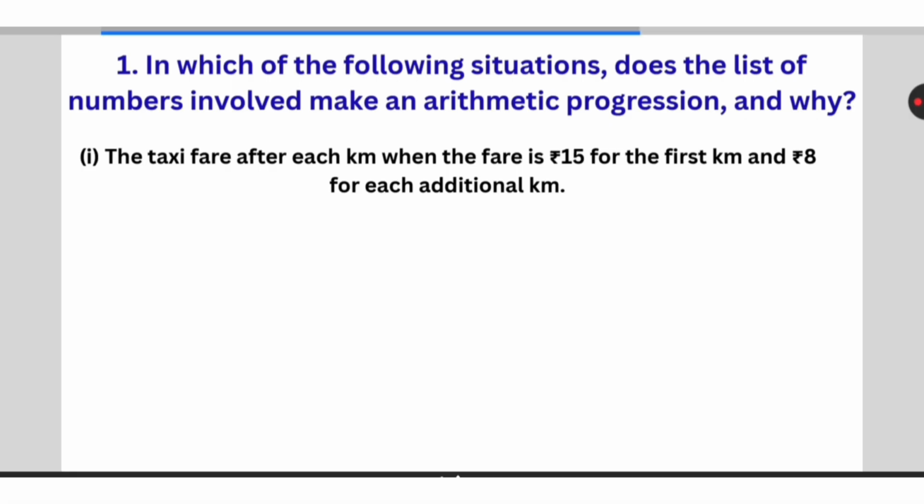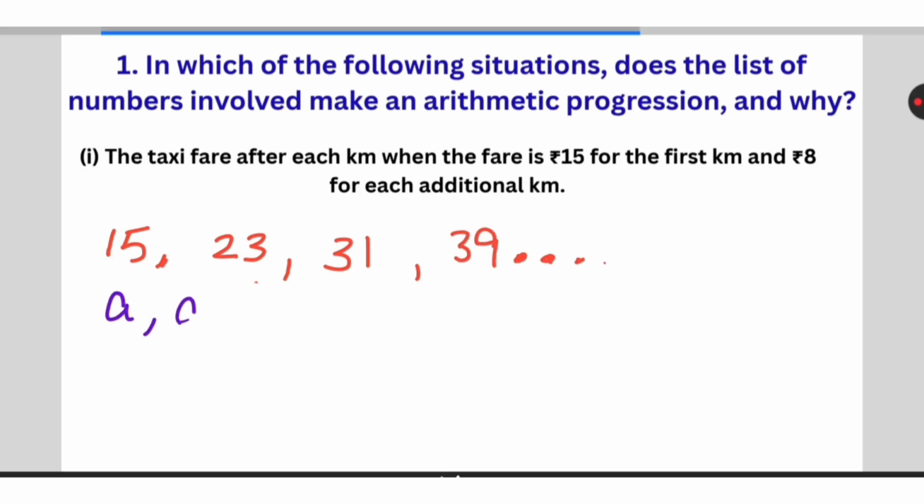First, what they have given: the fare for the first kilometer is 15 rupees. So you have to write the first term as 15. For each additional kilometer, 8 rupees is added. So for the second kilometer, we need to add plus 8 to this 15. 15 plus 8 is 23. That is the second kilometer fare. For the third kilometer, to this 23 we just add plus 8. 23 plus 8, we get 31. That is the fare for the third kilometer. To this 31, again you need to add plus 8 to get the fourth kilometer, which is 39.